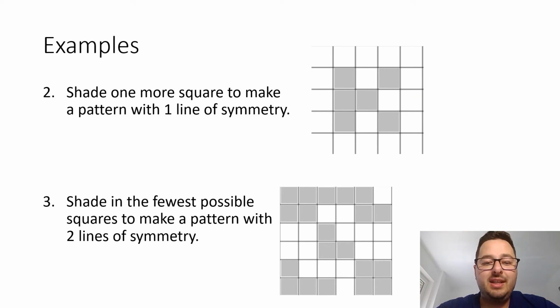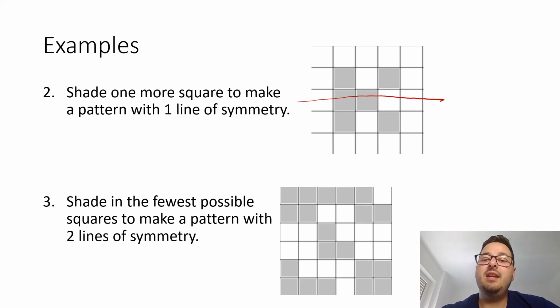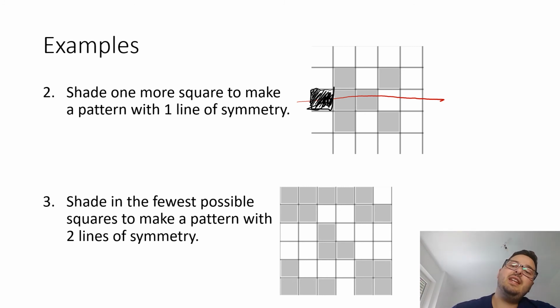Now I've noticed actually, if you look at this, it already has just one line of symmetry there. So actually, if I was just to add a shape on this line, that would still maintain its line of symmetry. So if I just shade in one more square like that, then that still has one line of symmetry. Okay, so next one, question 3.